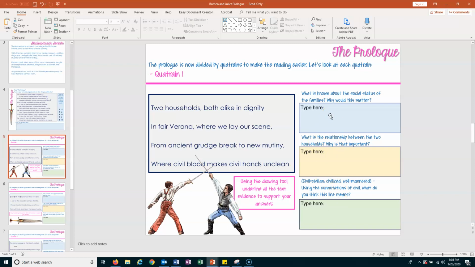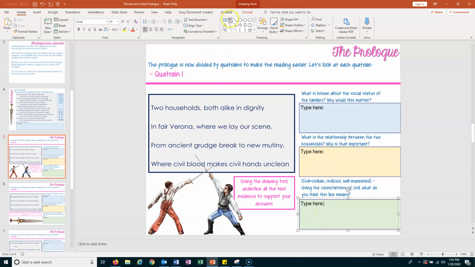What is known about the social status of the families and why would that matter? What is the relationship between the two households? Why is that important? And civil equals civilian, civilized, well-mannered. Use the connotations of civil. What do you think this line means? So in that, you're going to be answering those. And again, all you're doing is clicking, clicking, clicking, right?